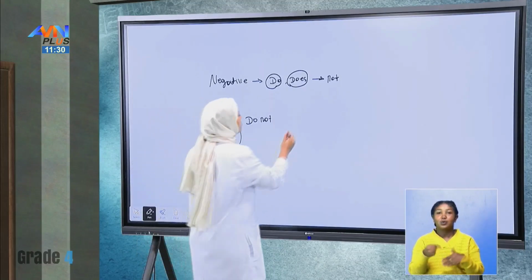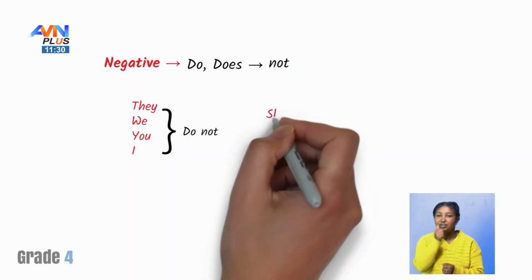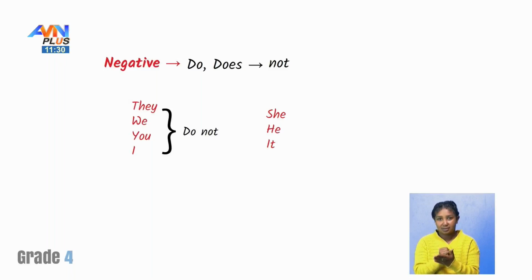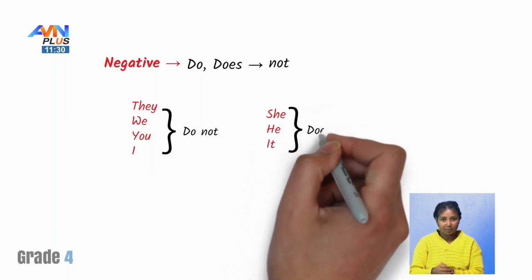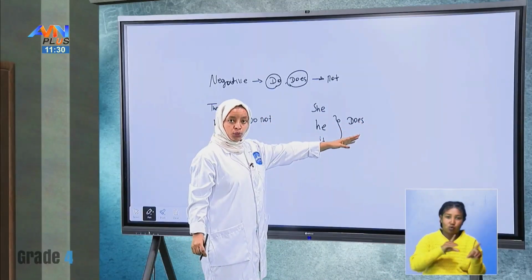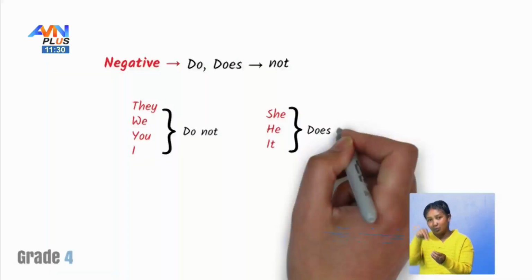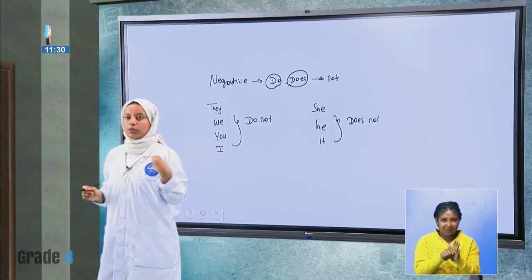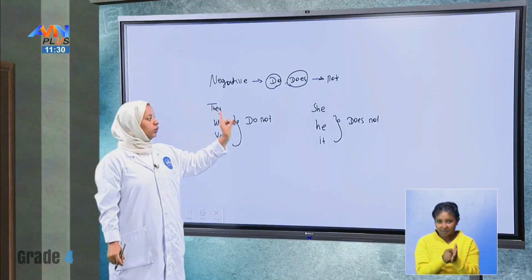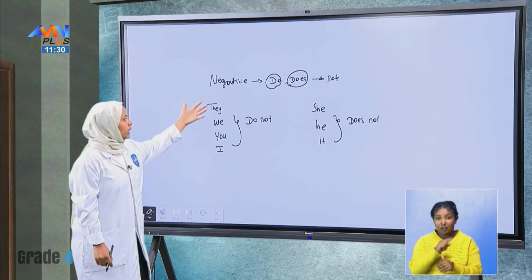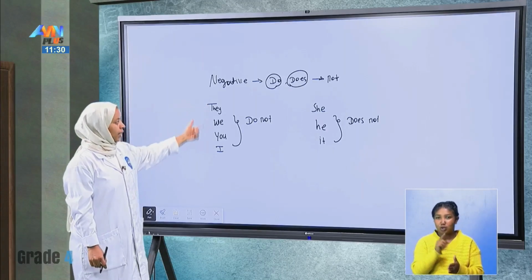So here is she, he, it. We can use does. After does or do, add not: does not. For example, she does not, he does not, it doesn't. So here is they, we, you, I. Here is what?